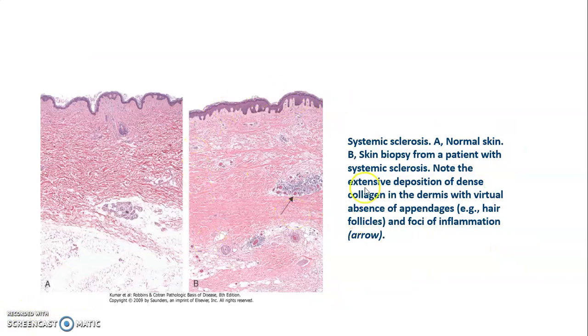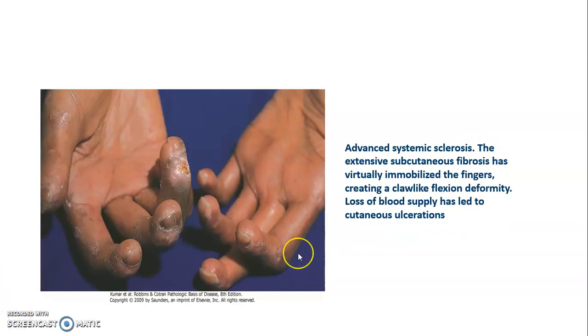So in this microphotograph, you are seeing extensive deposition of collagen in the dermis and absence of appendages, with foci of chronic inflammatory infiltrate. In advanced systemic sclerosis, the extensive subcutaneous fibrosis will lead to immobilized fingers, causing claw-like flexion deformity. You are seeing claw-like flexion deformities, and there is loss of blood supply, which will lead to ulceration.